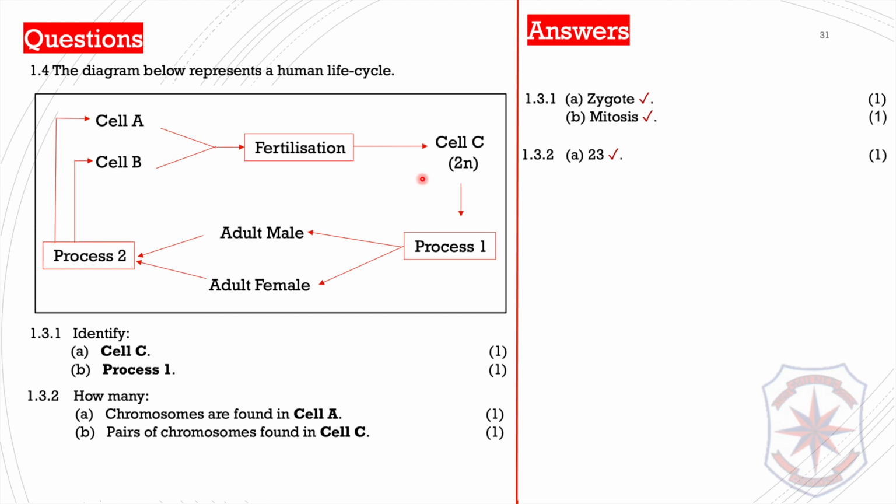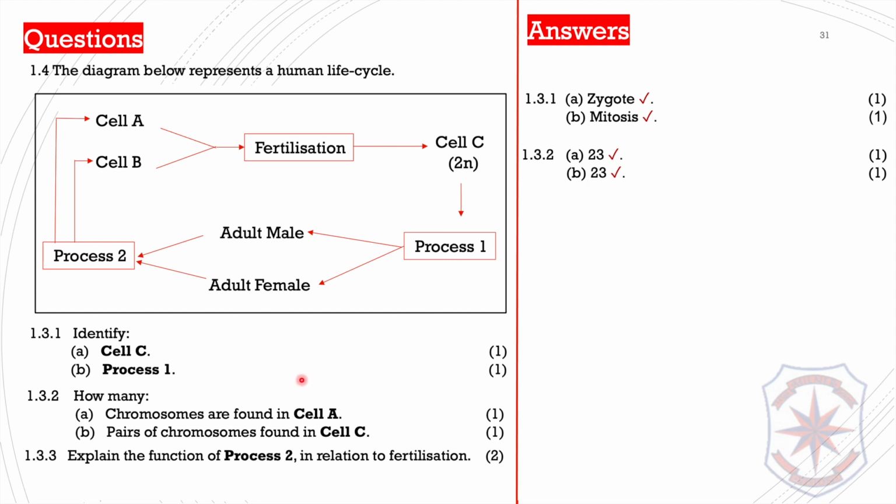So the answer to this question is not 46. The question is not asking how many chromosomes we have. It is asking how many pairs of chromosomes we have in a diploid cell. So the answer would be 23 pairs of chromosomes. Had the question asked how many chromosomes, it would be 46. However, be very careful. The question is asking about the pairs of chromosomes, and we have 23 pairs.